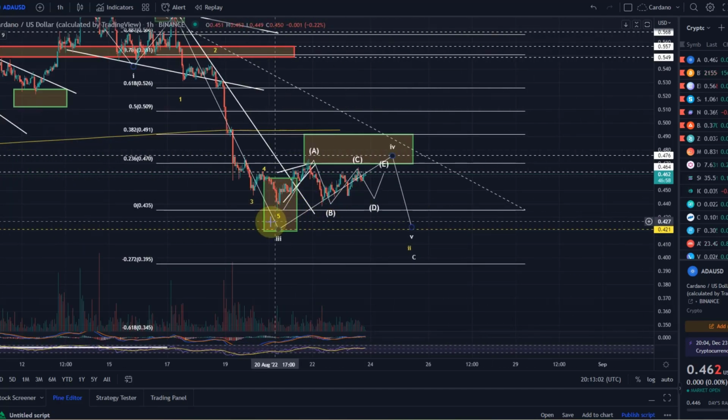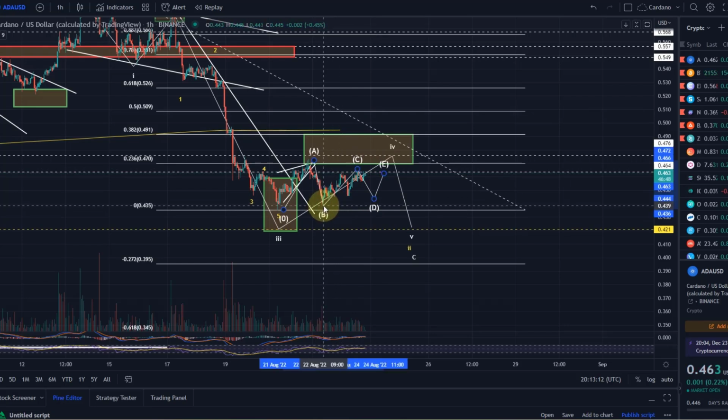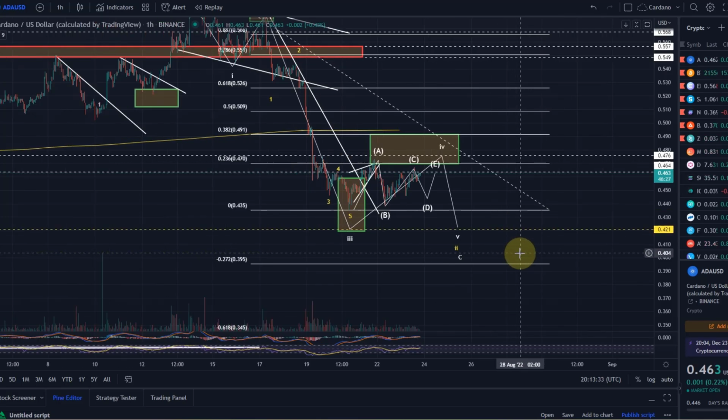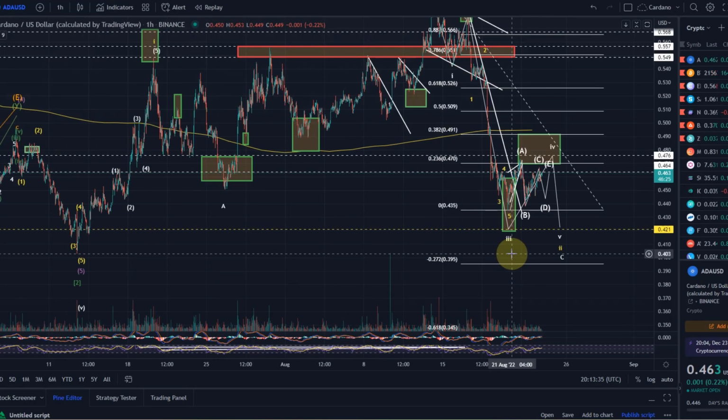At the moment we can still count it as an A, B, C, D, E. The D in this scenario hasn't happened yet, but to get a confirmation that the triangle is breaking out to the downside, you would want to see a breakout below the wave B, and that is below 43.8 cents. If we get below 43.8 cents, it is very likely that we're going to retest the 42.1 cent level. And if we go below that level, we'll probably come down to 40.3 cents.